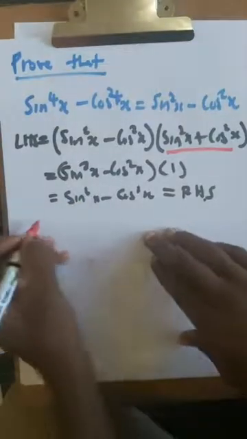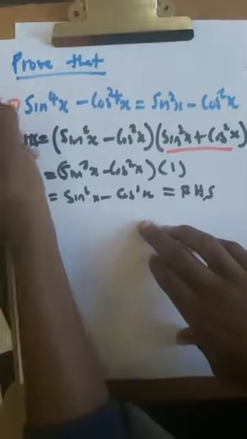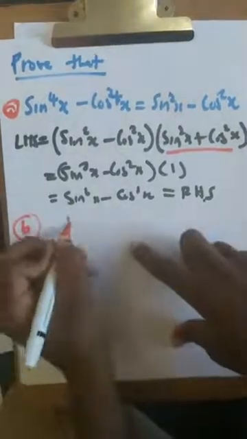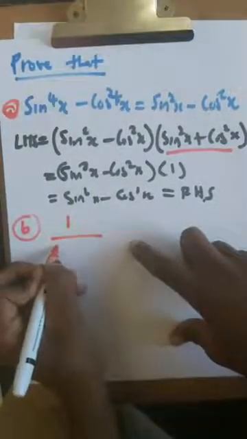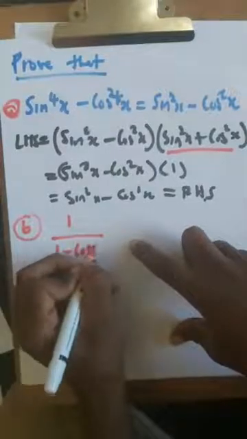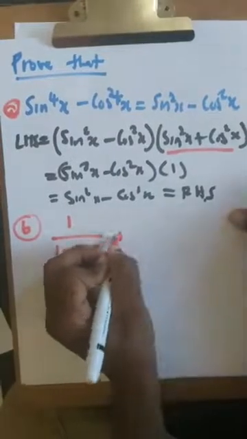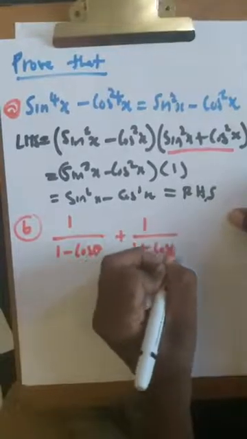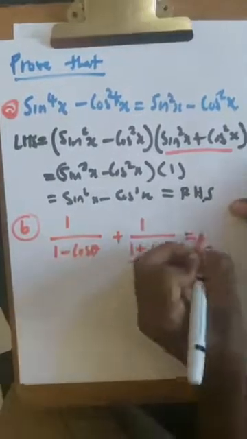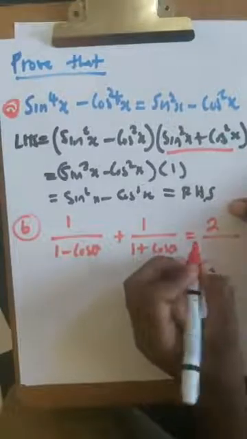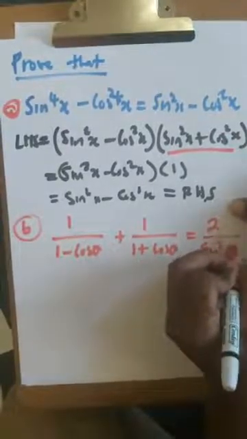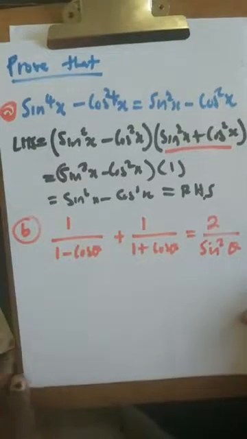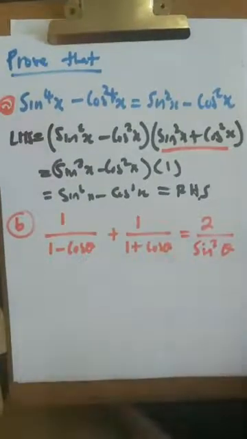Okay, can you try this one, guys? Let's say we have 1 minus cos of theta, times 1 plus cos of theta, is equal to sine squared theta. Prove this one. Let's prove this one.